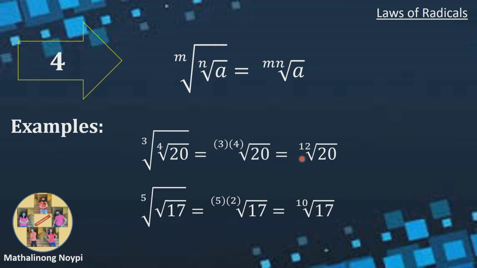Next one is the fifth root of square root of 17. So since yung sa loob ay squared, so with an index of 2, so therefore, 5 times 2 is 10. So ang ating final answer is the 10th root of 17.